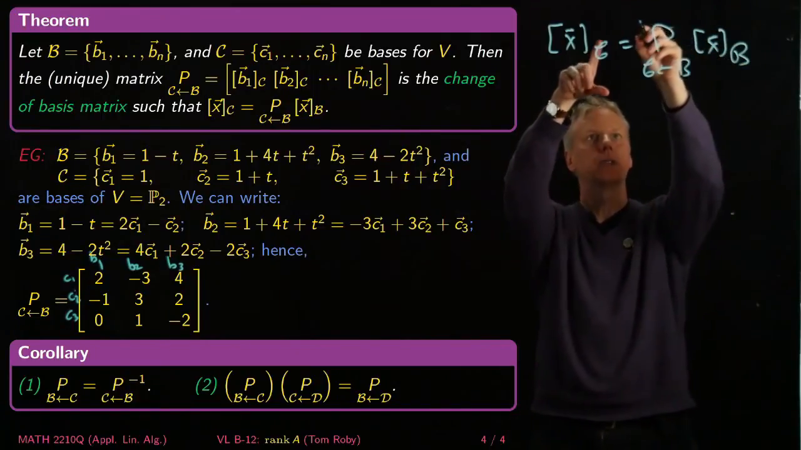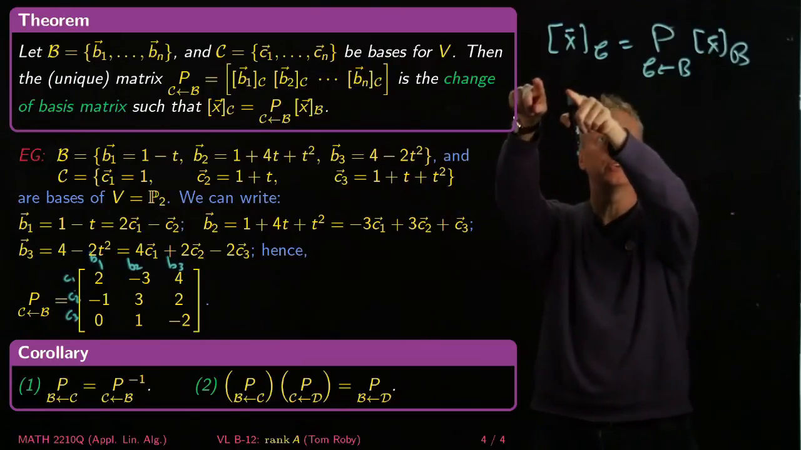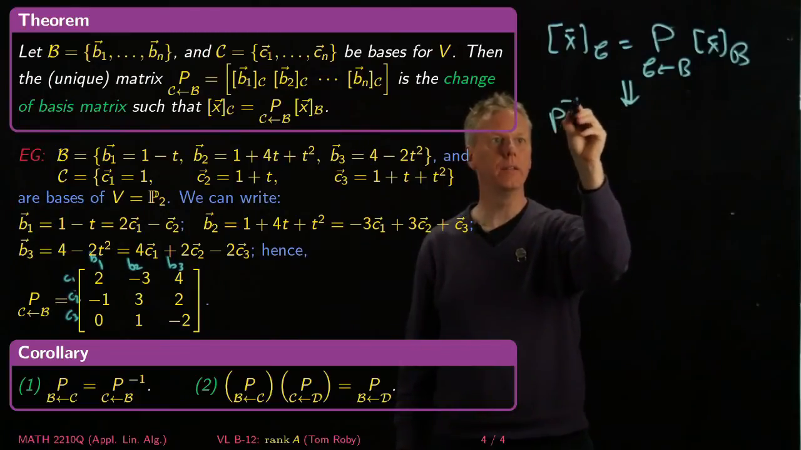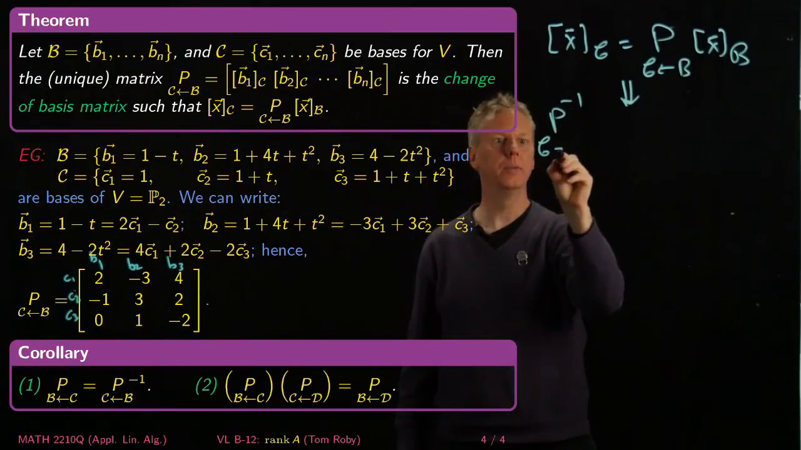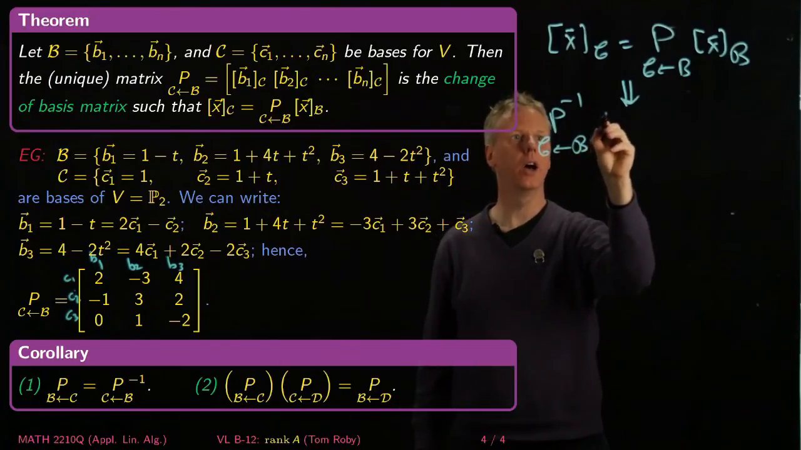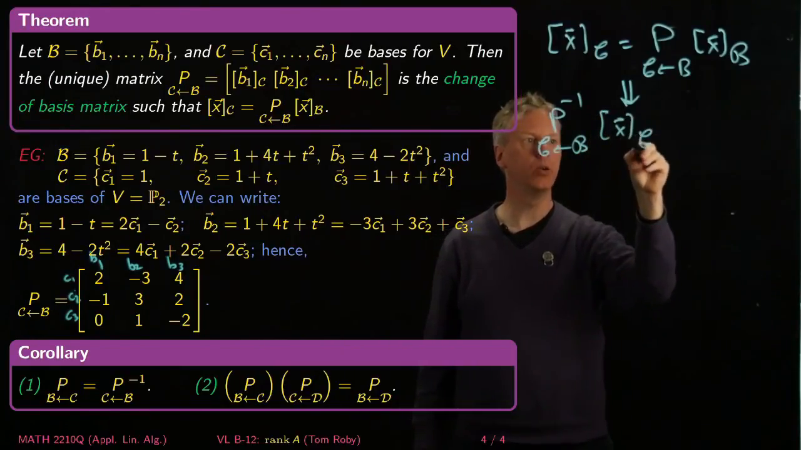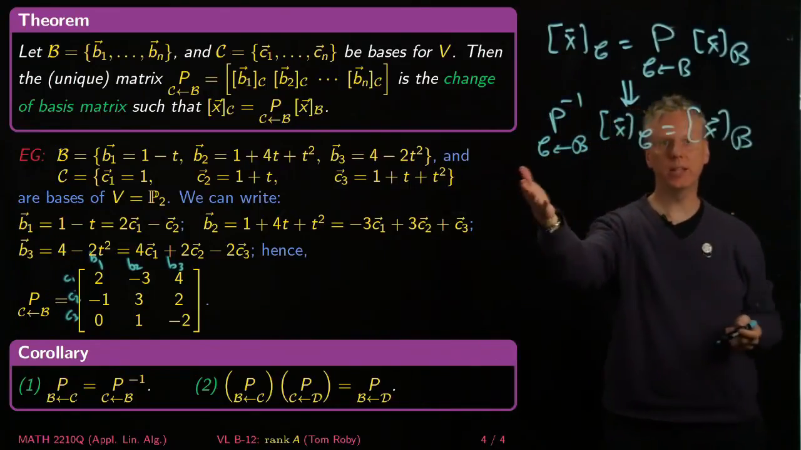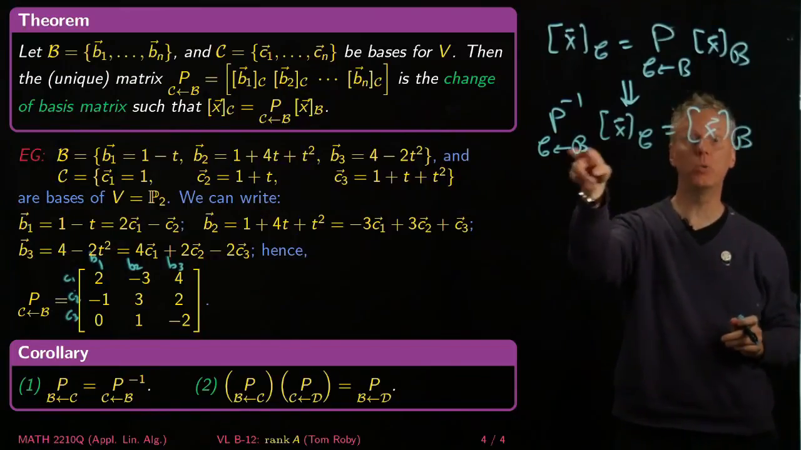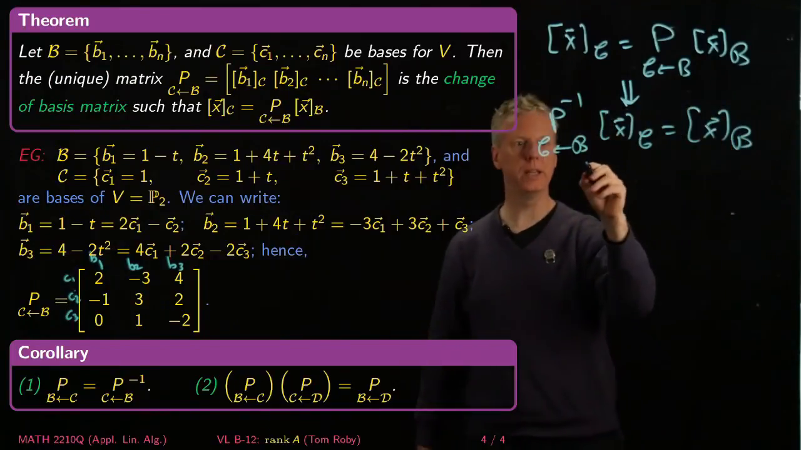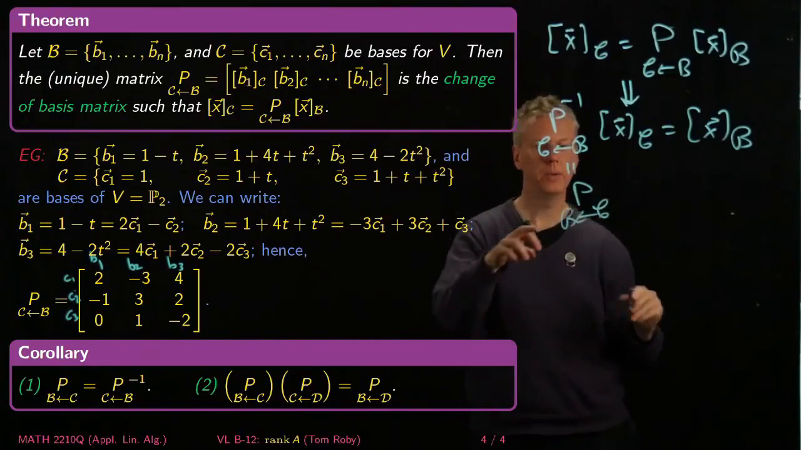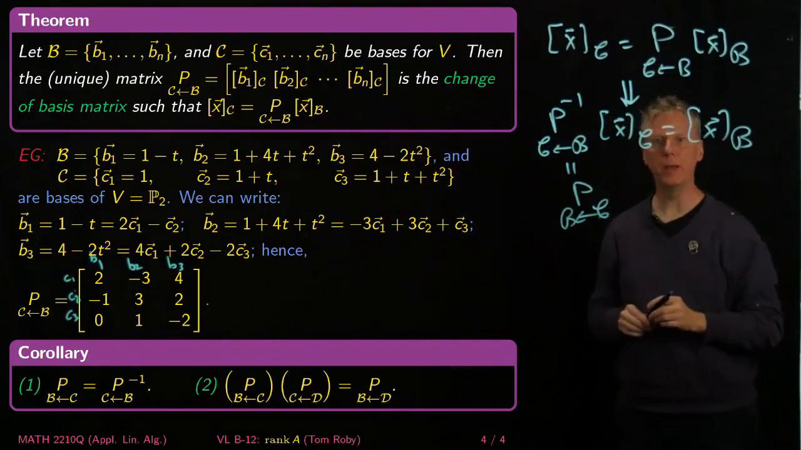Now this is just a matrix. So if I multiply by the inverse of this matrix on both sides, then this just implies that P inverse of B goes to C times x in C coordinates is equal to x in B coordinates, right? But that's exactly what the change of basis matrix should do if it's going from C coordinates to B coordinates. So therefore this has to be equal to, basically by definition, P of C goes to B. Okay? So I hope that made some sense.